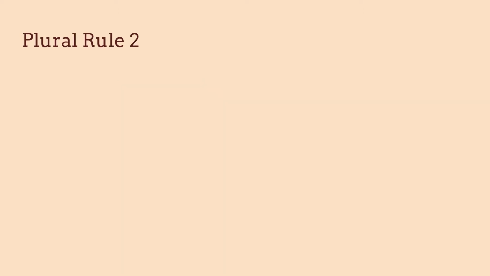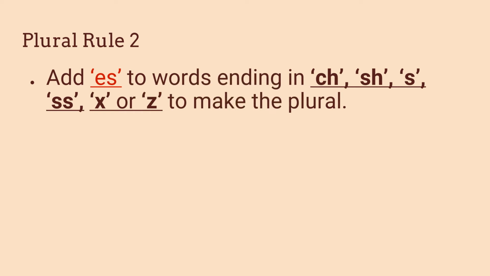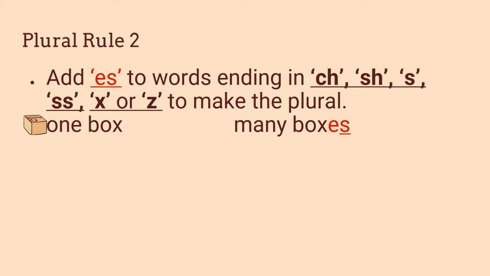Plural rule number 2. We add es to words ending in ch, which makes the sound ch, sh, which makes the sound sh, s, ss, x, or z to make the plural form. Here are some of the examples. One box. If you notice, box is in base form and it ends with an x. Therefore, to form its plural, we are going to add es. So that is one box and many boxes.